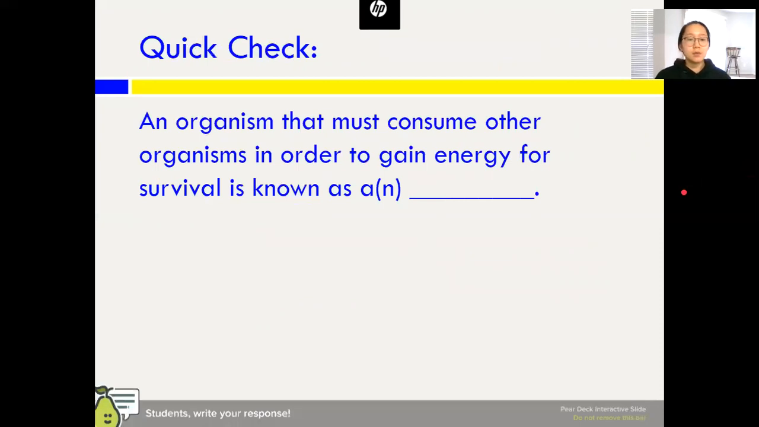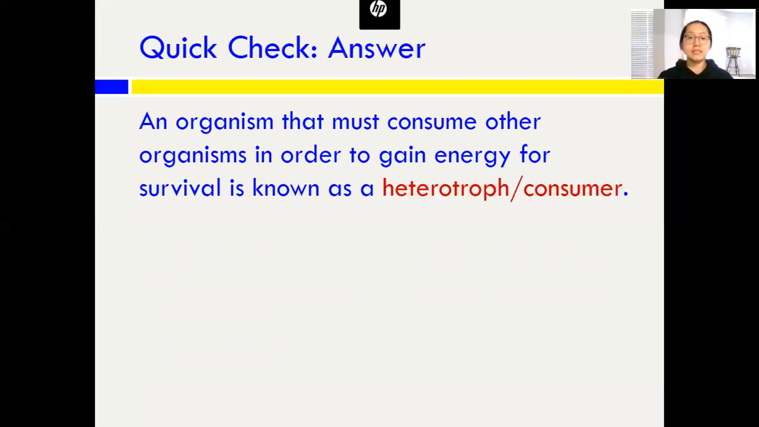So quick check. You're going to write your response. An organism that must consume other organisms in order to gain energy for survival is known as a blank. If you're not sure, rewind the video and watch the previous slide one more time. The answer is that an organism that must consume other organisms in order to gain energy for survival is known as a heterotroph or a consumer. So if you said either of those, you are correct.